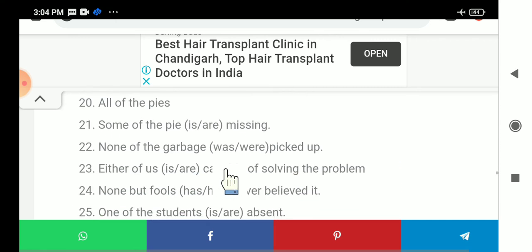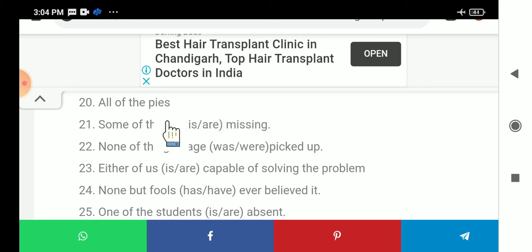Question number 20. All of the pipes is or are spoiled. So the answer is all of the pipes are spoiled. The answer is are, because it gives the meaning of plural subjects, with s added behind the pipe.